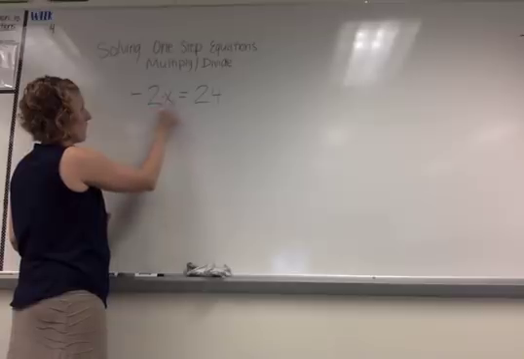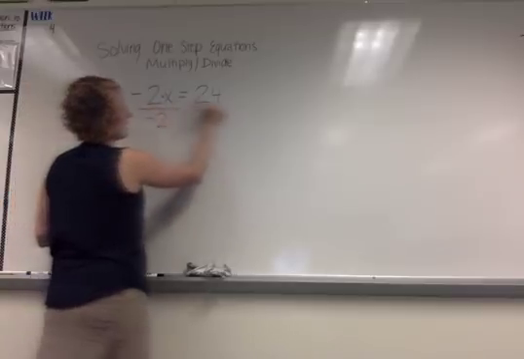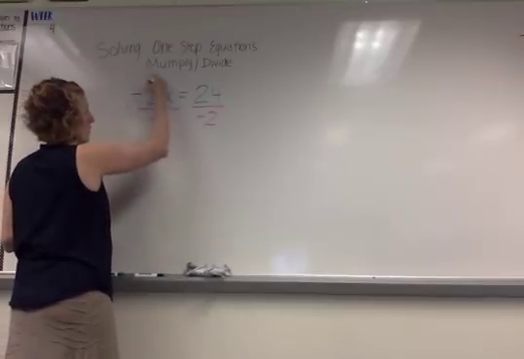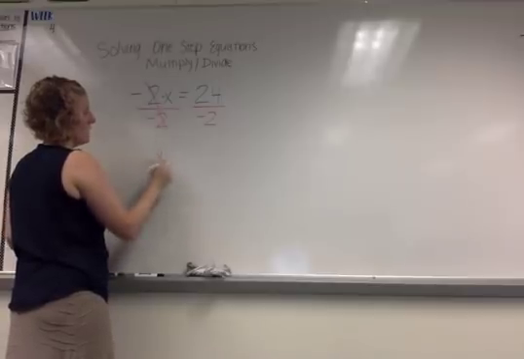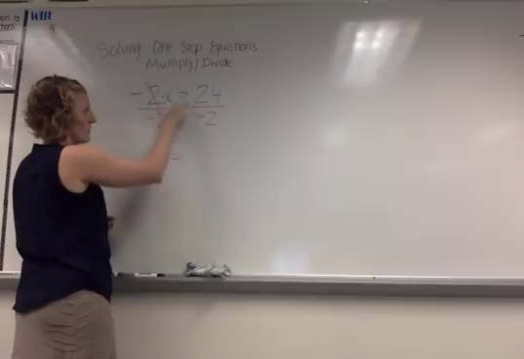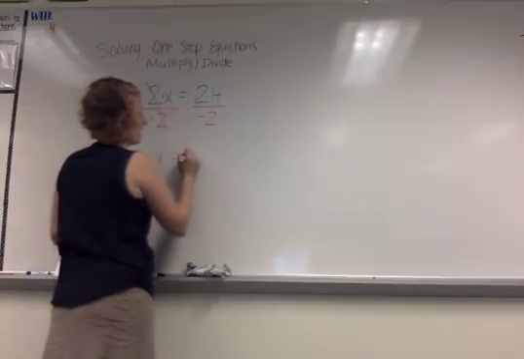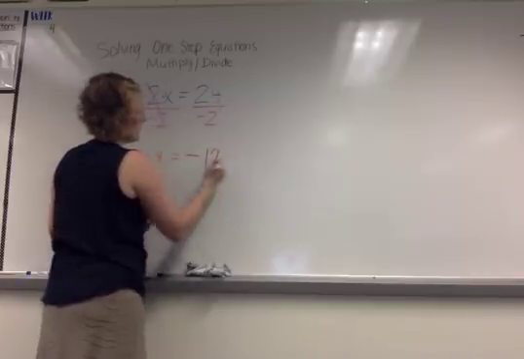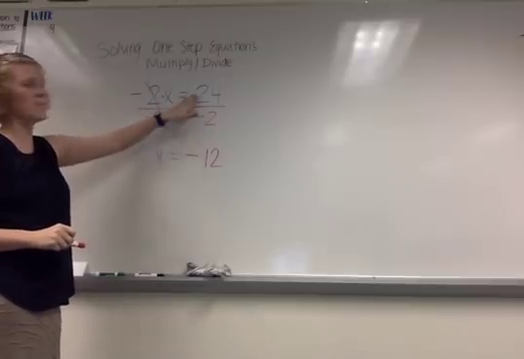So negative 2 times x, the opposite of multiply, is divide. Divide by negative 2, divide by negative 2. Negative 2 divided by negative 2 is 1. So it would be 1x. Again, you don't have to write that 1. Equals 24 divided by negative 2. It's a positive divided by a negative, so then you know it's a negative number. 24 divided by 2 is 12. Plug it in. A negative times a negative will give you a positive number.